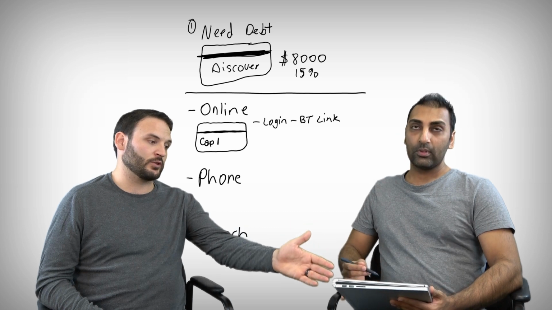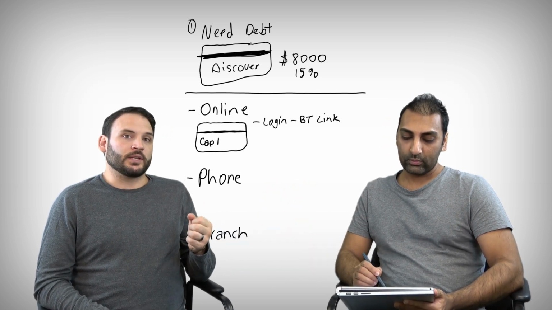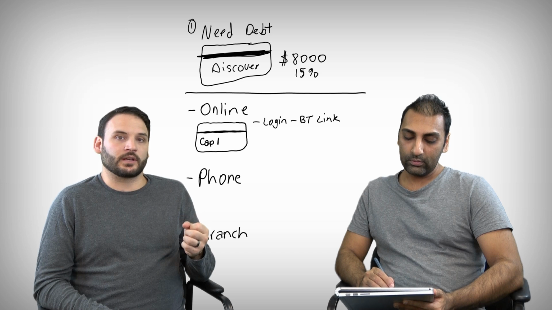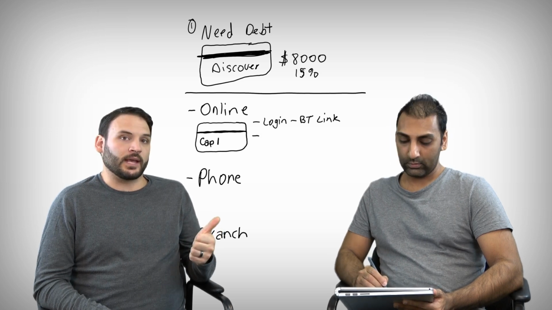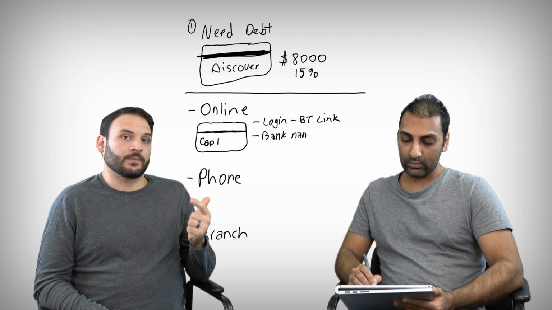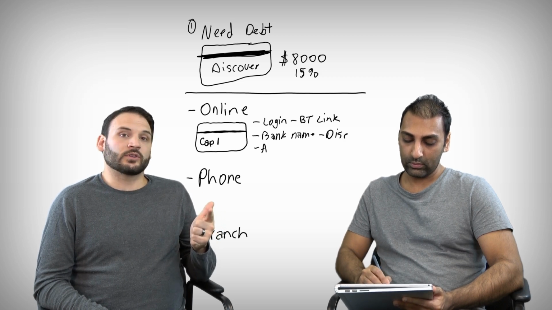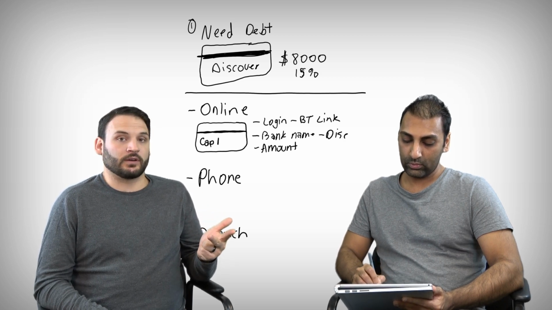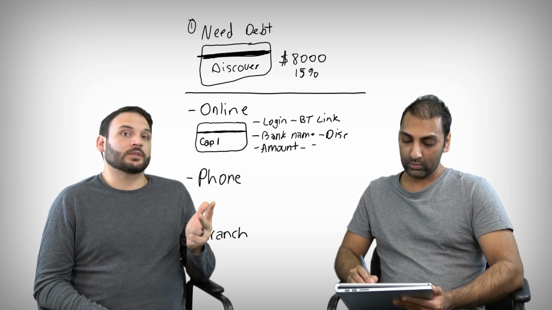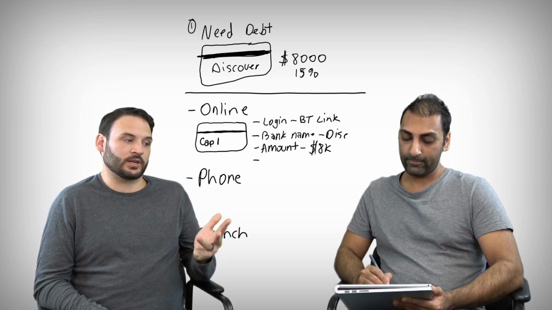So in this case, we're going to be transferring a debt from Discover of $8,000. Capital One needs to know some information about the Discover card. They need to know the bank name, Discover. They need to know the amount of debt you want to transfer, $8,000. They're going to need to know the Discover credit card number, which is on the front of your Discover card. And they're also going to need to know the address for mailing payments to Discover.